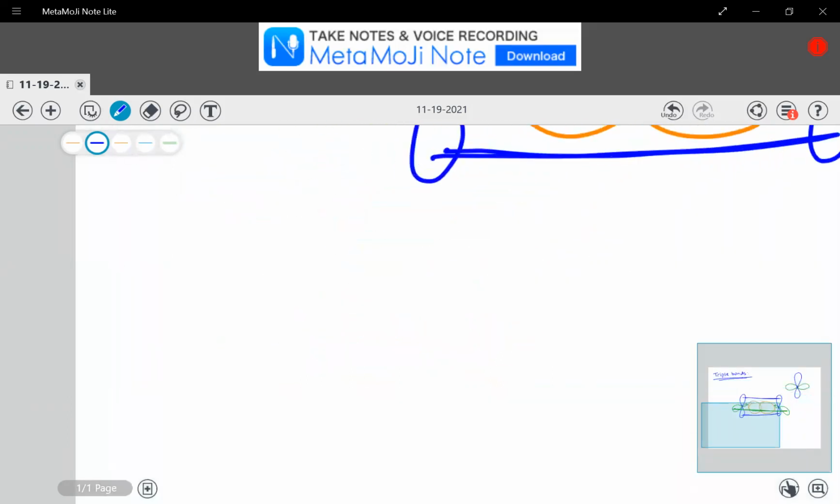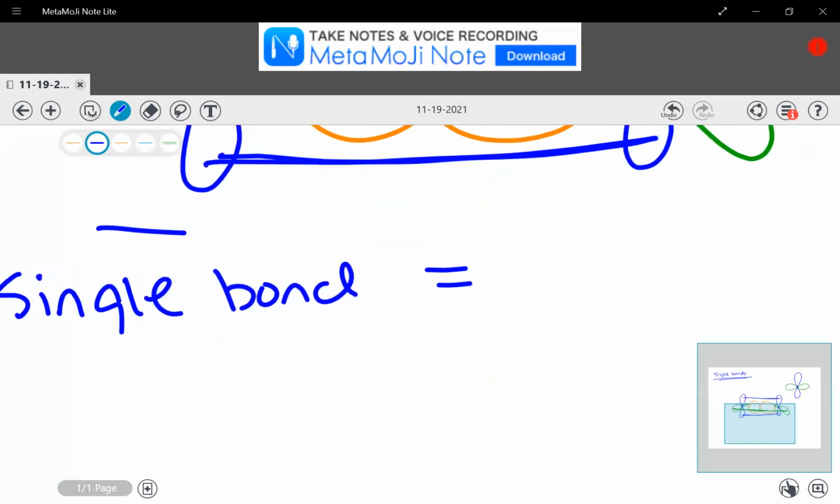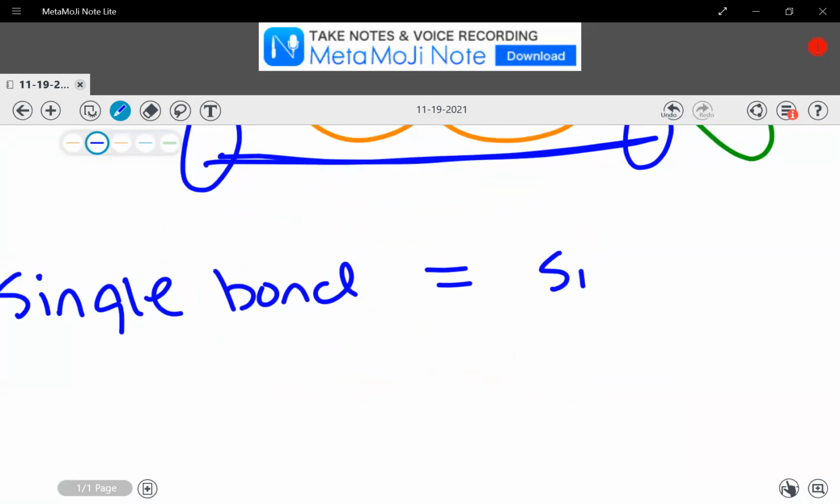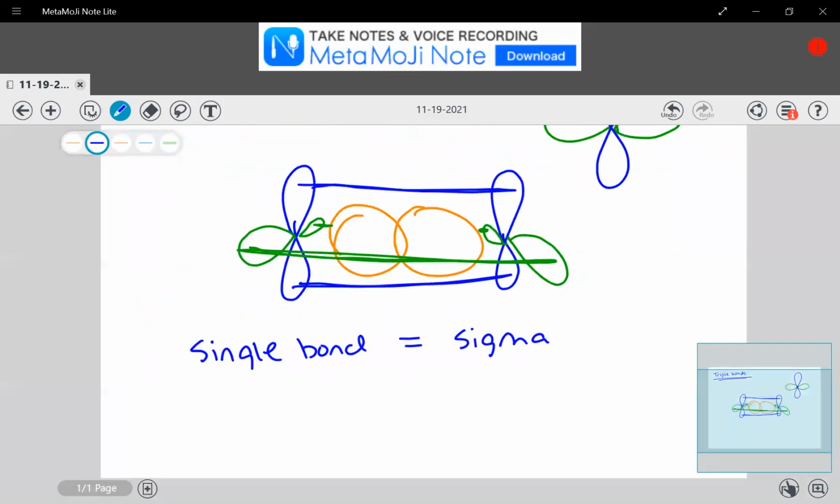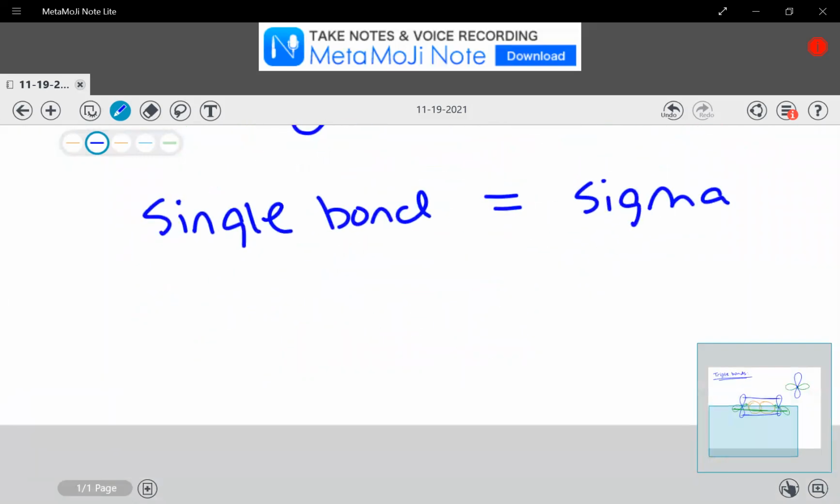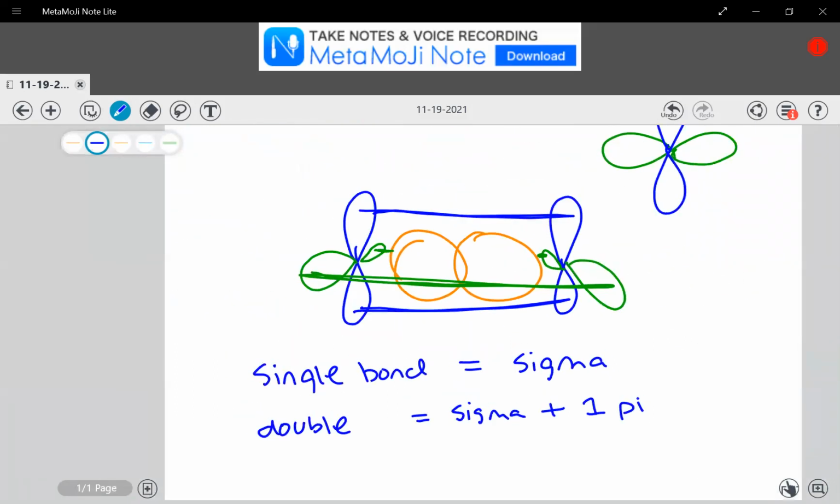So just to recap, single bond is your sigma, orange part right here. Double is your sigma plus 1 pi. Orange part plus the blue part. Remember, pi orbitals are formed by p orbitals.